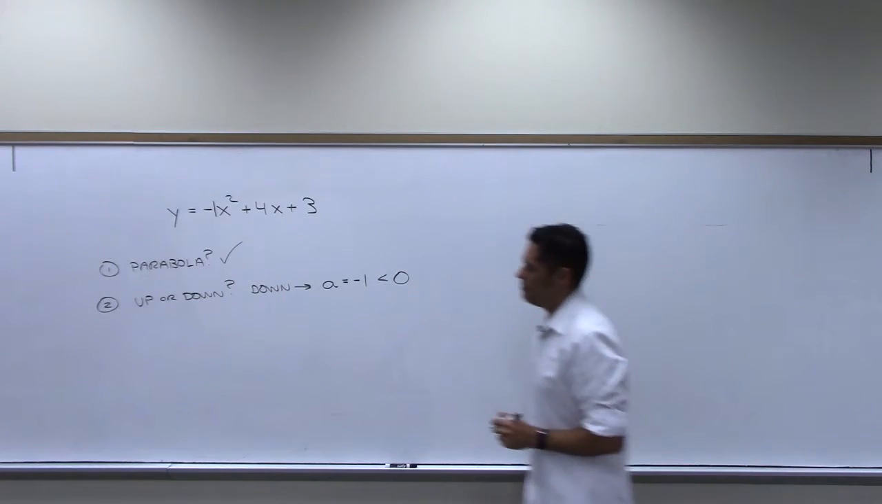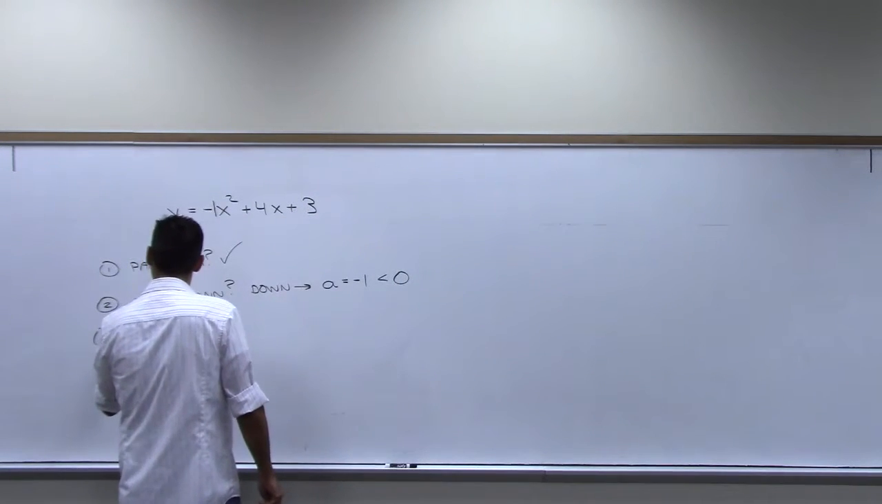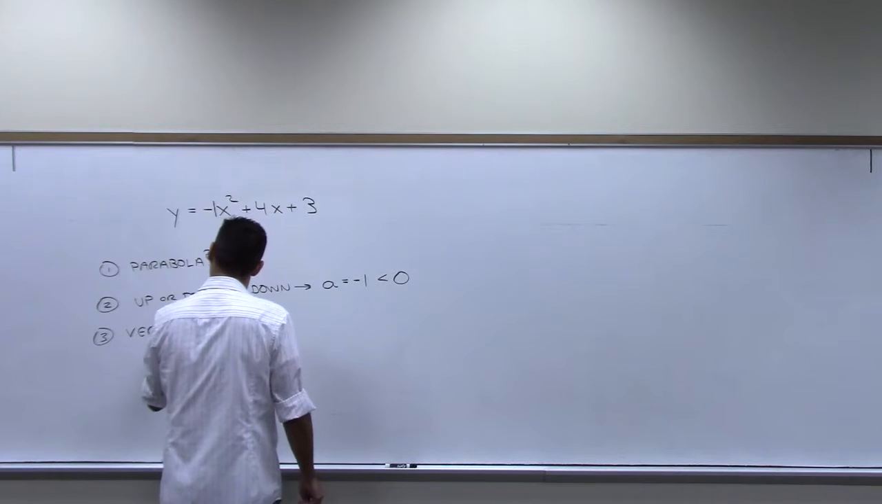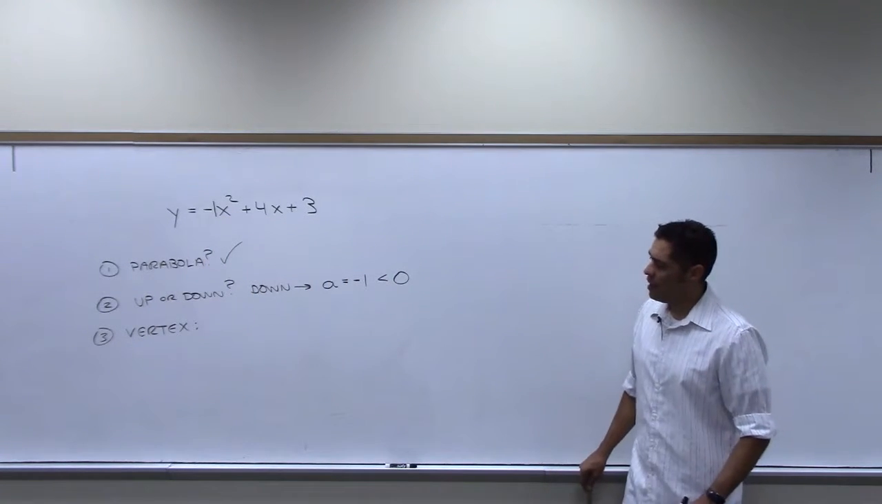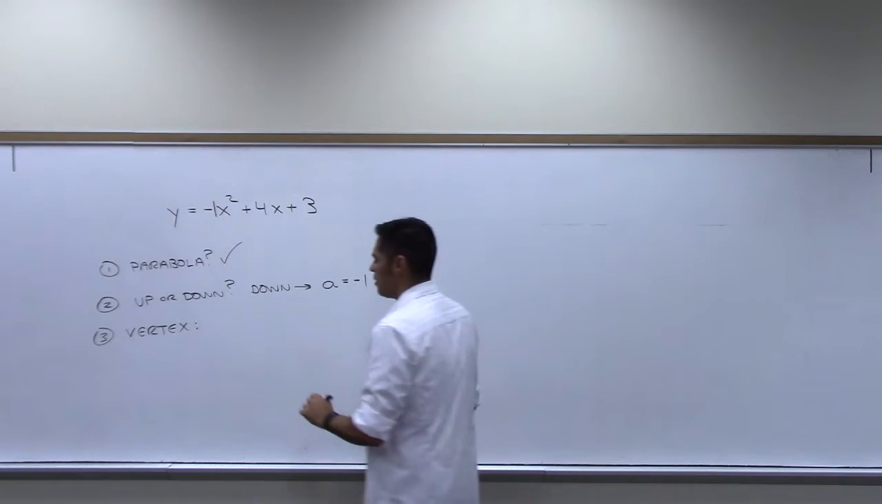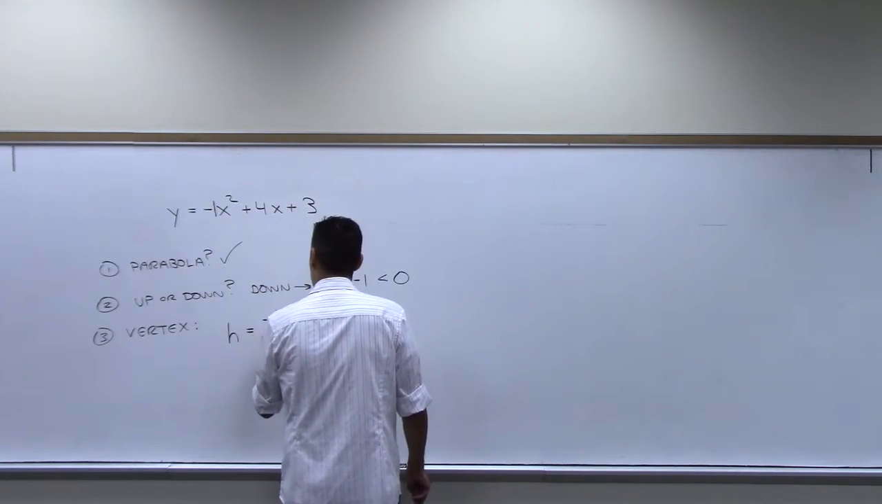What was the next step? Vertex. And this was a formula, right? This was a formula that I gave you. For the vertex, there are two things you have to find. You first have to find h, which I gave you the formula is -b over 2a.